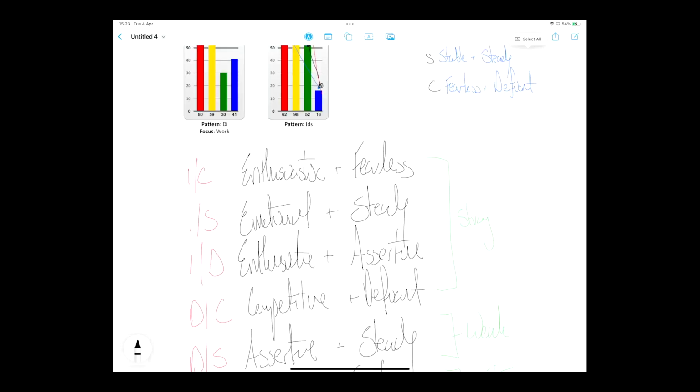And then I want to make some word combinations. IC, enthusiastic and fearless. IS, emotional and steady. ID, enthusiastic and assertive. DC, competitive and defiant. And I already know that there's going to be a strong tendency. And those words, that verbiage is going to be highly accurate, leading possibly even to the absolute truth.